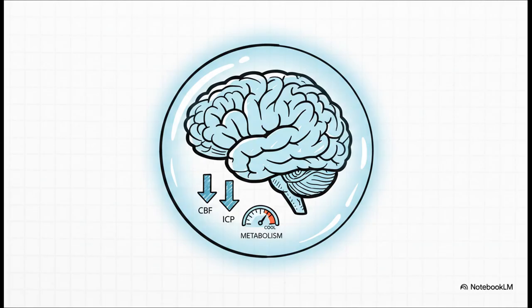And finally, we have the old-school barbiturate, thiopental. The key thing to remember about this one is that it's a powerful neuroprotector. It dramatically slashes cerebral blood flow, the brain's metabolic rate, and intracranial pressure.